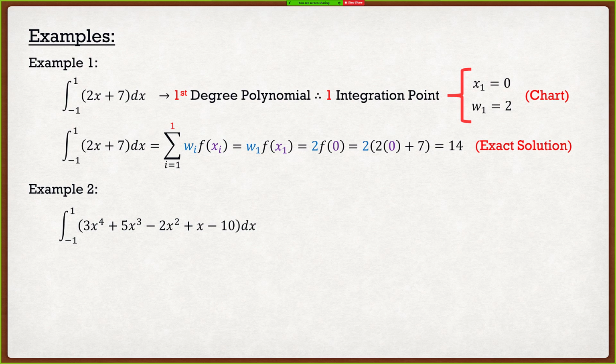Let's go to a different example, because if we look at that 2x plus 7, that's baby math. Everyone can do 2x plus 7. Maybe that's why it's exact, because it's just so simple. Let's go up a bit higher. Now we want to integrate 3x to the 4 plus 5x cubed minus 2x squared plus x minus 10. So what degree polynomial is this?